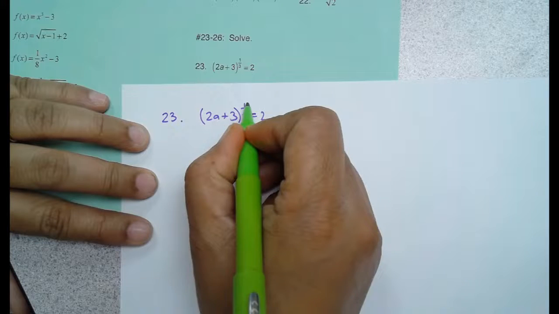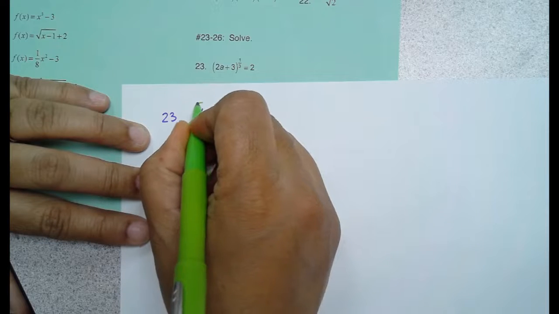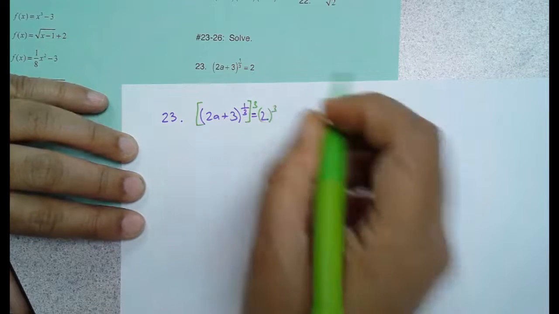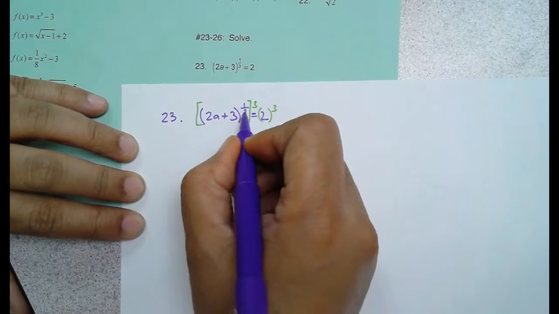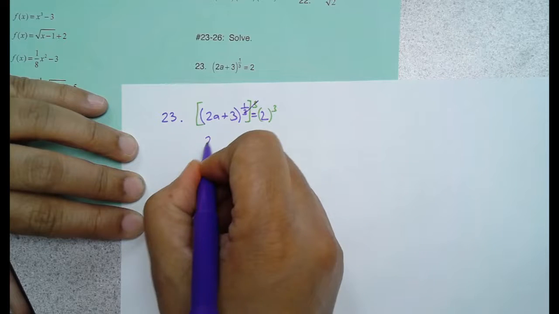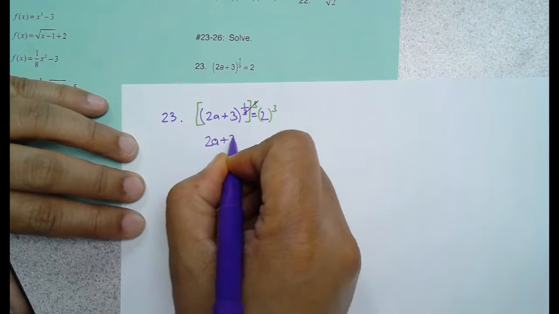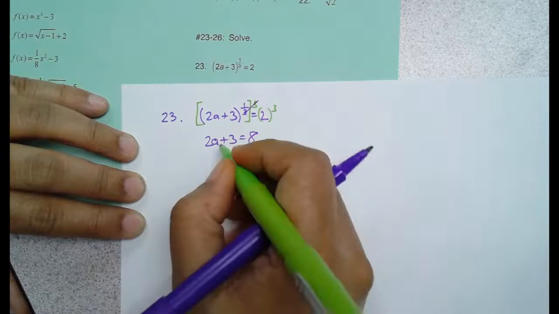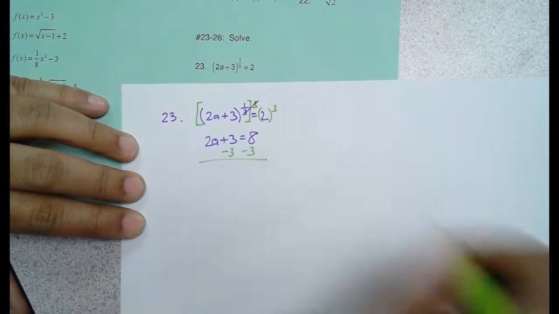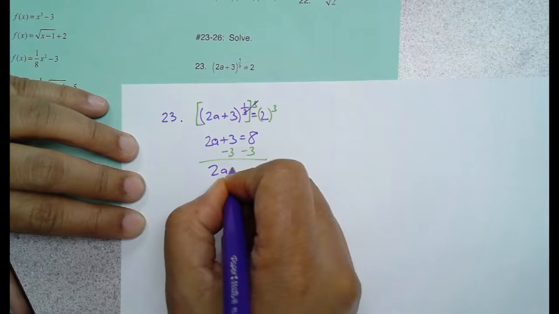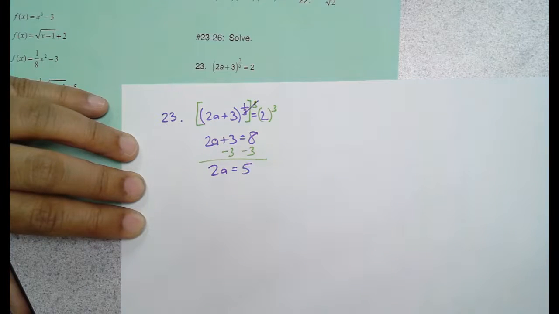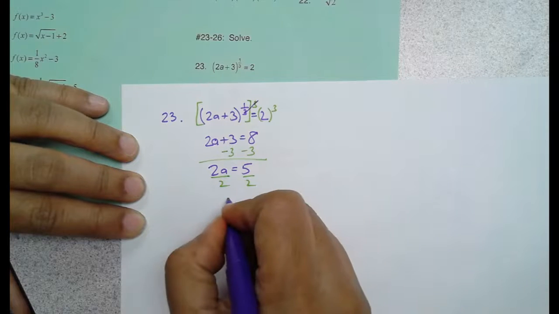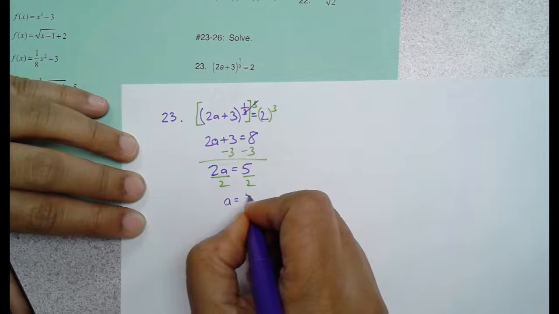The reciprocal of 1 over 3 is 3 over 1, or you could think of it as cubing it. So we're going to cube both sides. The 1/3 and the 3 will cancel out, so you're just left with 2a plus 3 equals 2 cubed, which is 8. And then it's just regular algebra. Subtract 3, so you have 2a equals 5, and then divide both sides by 2. So a equals 5 halves.